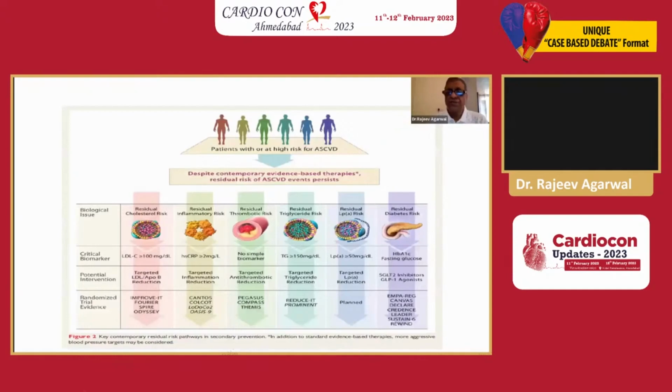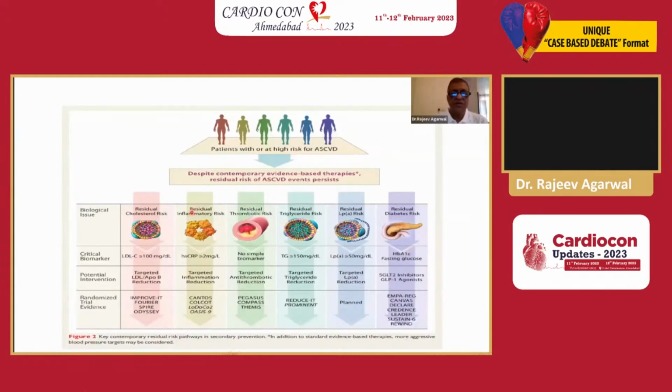All of you must have seen this slide many times. That is how we look at secondary prevention. At the extreme left, we have the LDL-C reduction paradigm. On the extreme right, we have a different way of treating diabetes by SGLT2 inhibitors and GLP-1. I have no hesitation in saying that these two extremes are the most established pillars of secondary prevention.